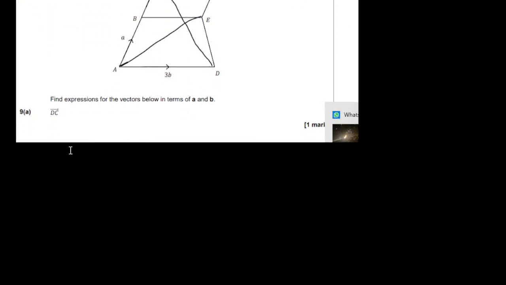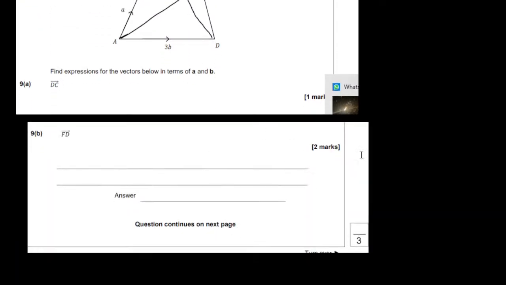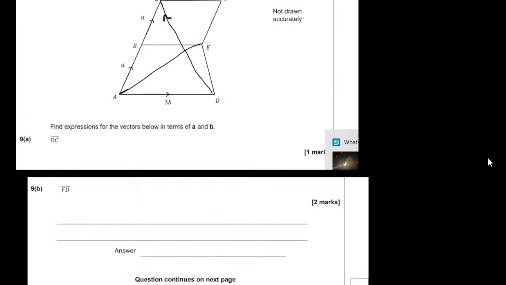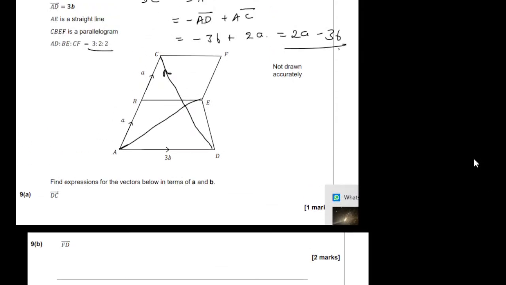Second part from this question is FD bar. F is here and D is here. Now tell me what is EF. EF bar is A bar only because they are parallel. Okay, they are parallel. That is okay. But what about this ED?